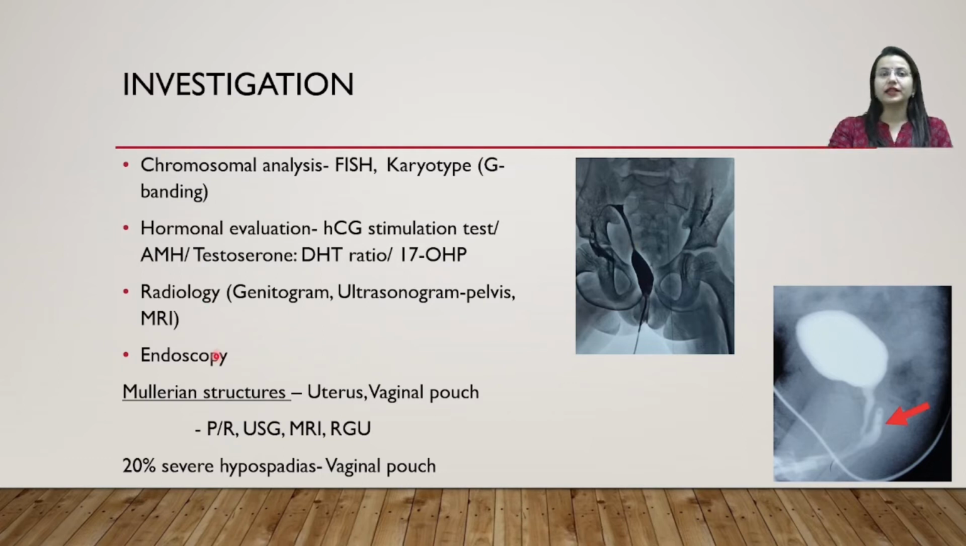With the help of radiology, we can also delineate various structures. In this genitogram, you can see that this was a boy whose genitogram showed the bilateral Mullerian structures with both fallopian tubes and an infantile uterus. Ultrasound pelvis can tell us about the presence or absence of Mullerian structures. Then pelvic MRI, and at times RGU, can help us look for the presence of any vaginal pouch or Mullerian structure.